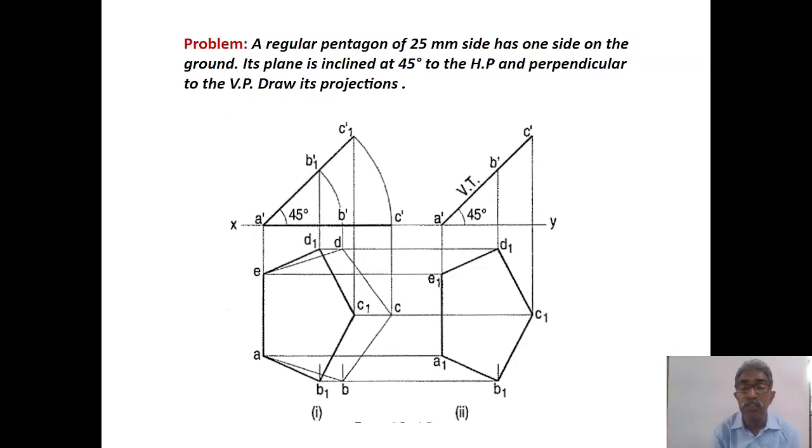See that, whenever a plane is inclined to one plane and perpendicular to the other, in the top view it is inclined to each plane. Here the plane is inclined to the horizontal plane. The projection on the horizontal plane, in the top view, you will get the reduced figure.